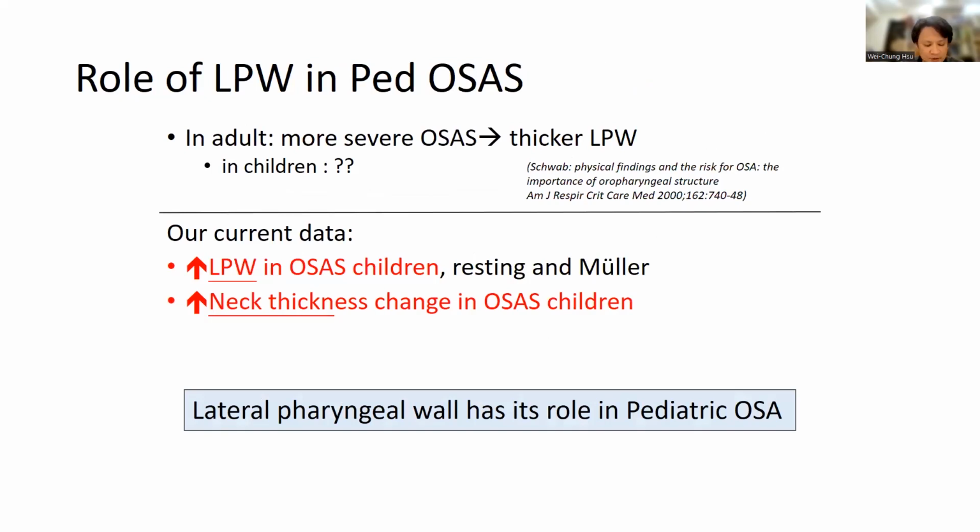As for the role of lateral pharyngeal wall thickness in OSA, some studies show that the lateral pharyngeal wall is thicker in male adult OSA patients, but this had not yet been reported for children. Our research was the first published paper to show that there is also an increase in lateral pharyngeal wall thickness in children with obstructive sleep apnea, especially under the Muller's maneuver to induce upper airway collapse in supine position. Besides, there is an increase in the parapharyngeal neck thickness in OSA children too.